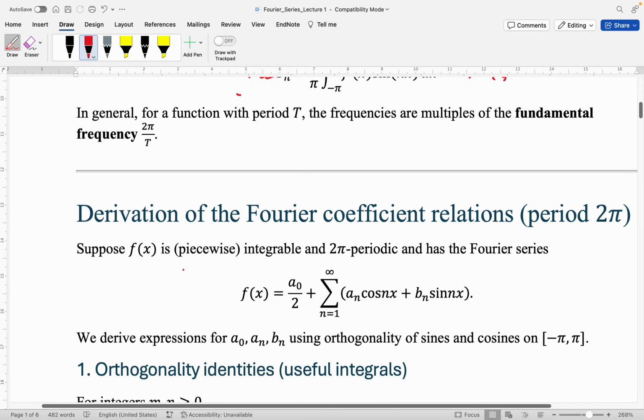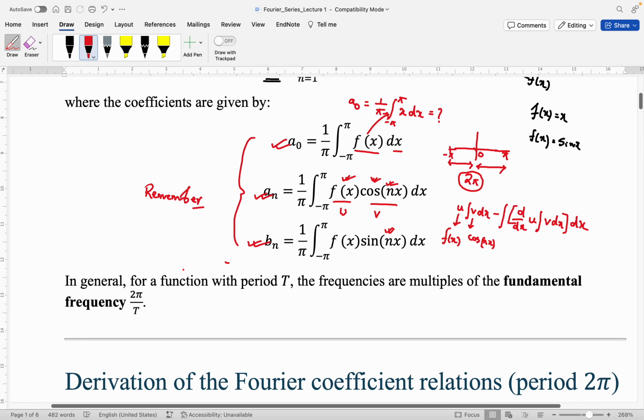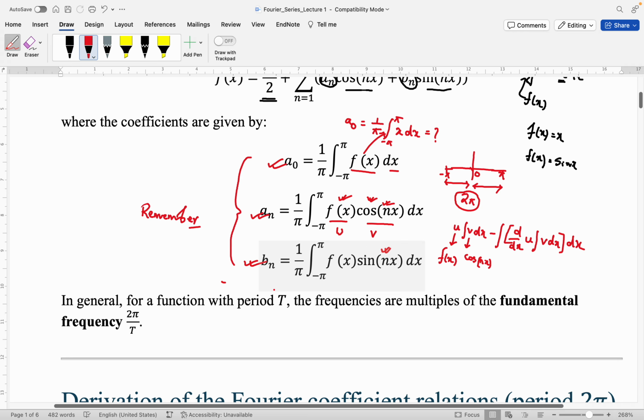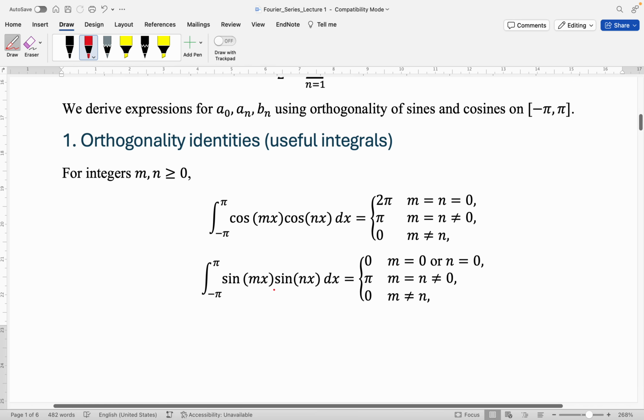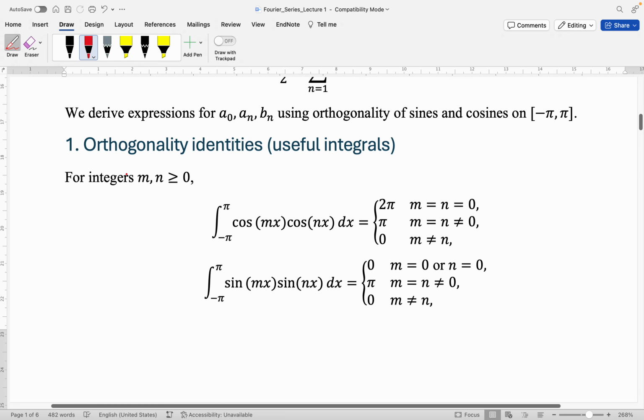So let's find out these coefficients. How do I get a naught as this, an as this, bn as this? For finding this out, we first have to know certain properties which are called the orthogonality identities. These are the integrals that you must know to solve your problems faster. This is fundamental to solving Fourier series. Otherwise you will be in a big loop, you will be solving the integrals again and again, and you will get confused.